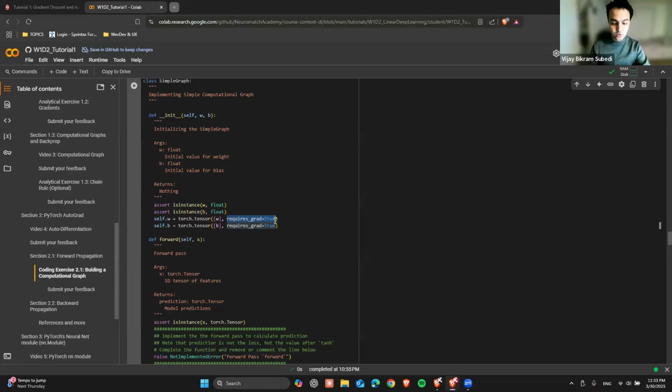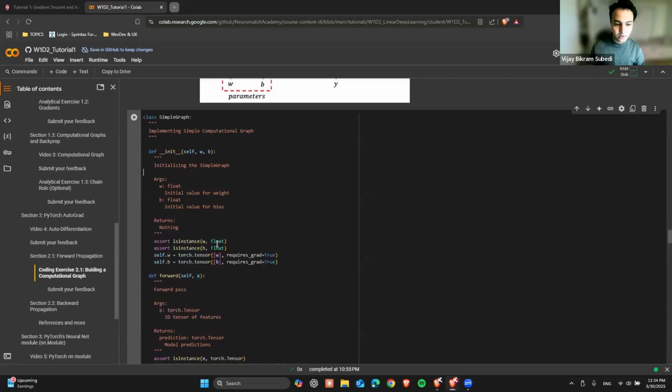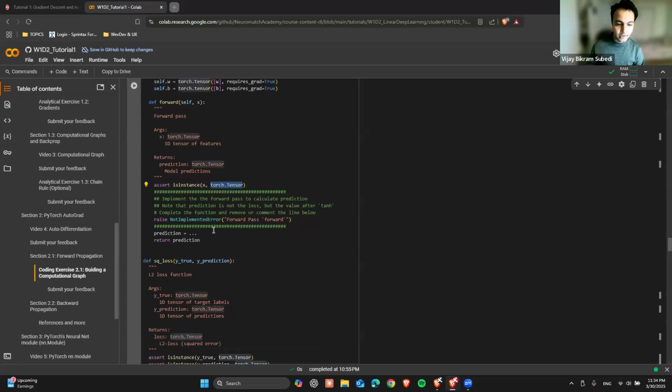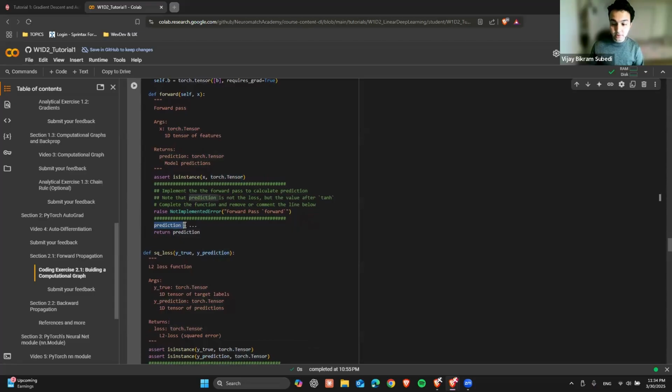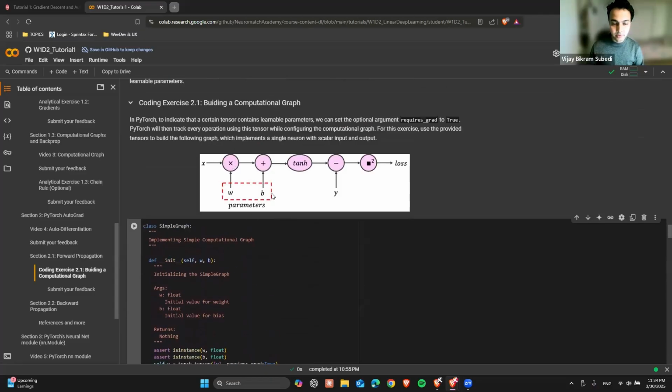We then move forward to the forward function, where our input parameter is x. x is our input, which is also a tensor, and our w and b are also tensors. In the forward pass we have to do the prediction, which means our input x and our learnable parameters are forwarded through the hyperbolic tan function in order to compute the prediction.